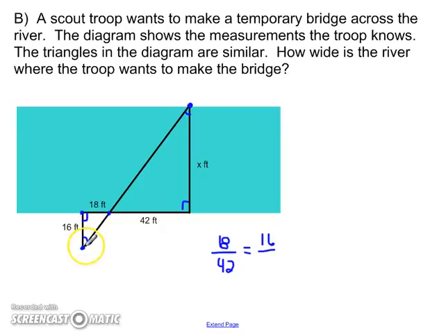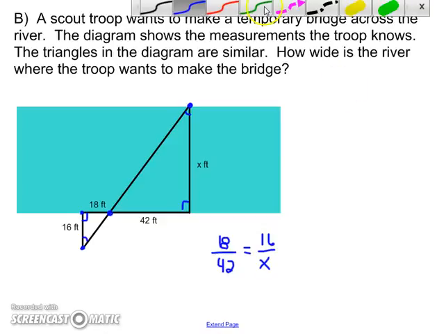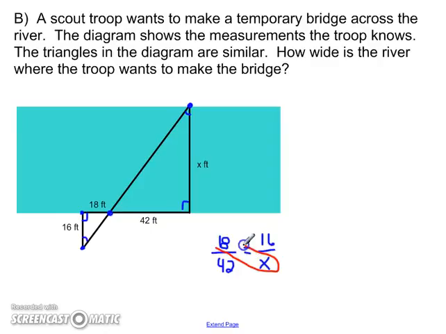Okay, so using that sight line there through our object, like I said, tree, rock, whatever. Maybe they put a stick into the ground. They're able to create these two similar triangles. So again, my 18 corresponds to my 42. My 16 corresponds to the distance across the river. That is our unknown. And so at this particular point, we go ahead and just use our cross products and solve our problem here. So solve our equation.